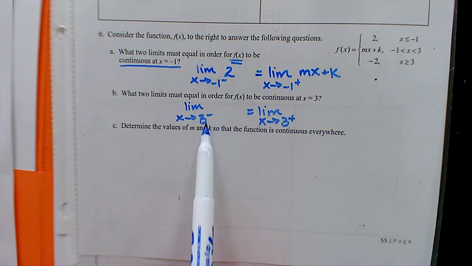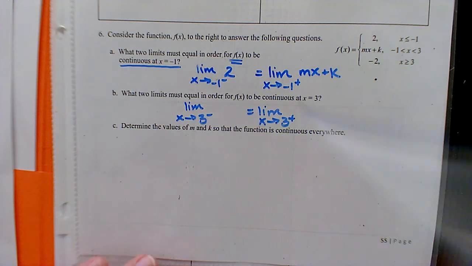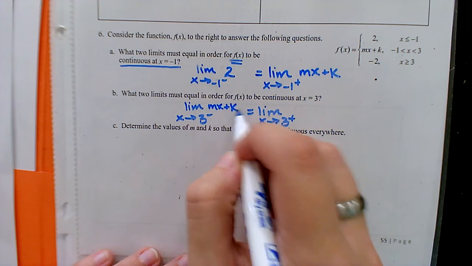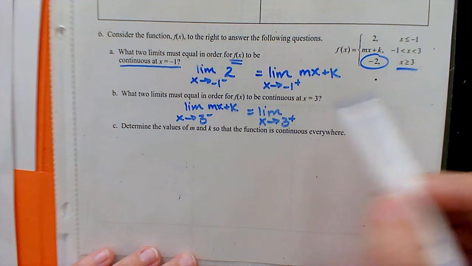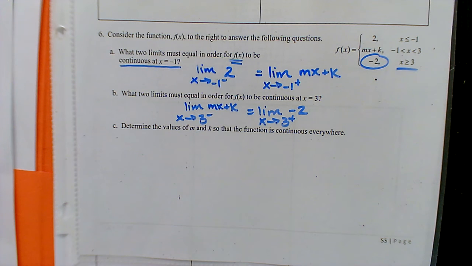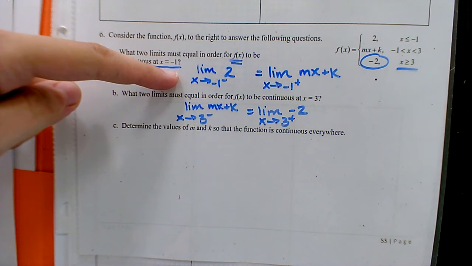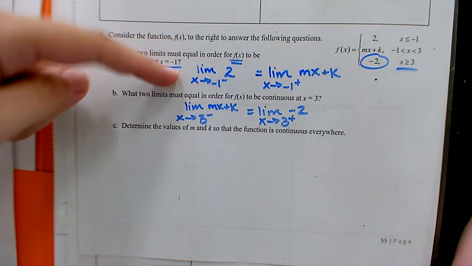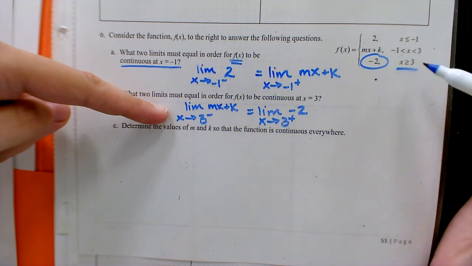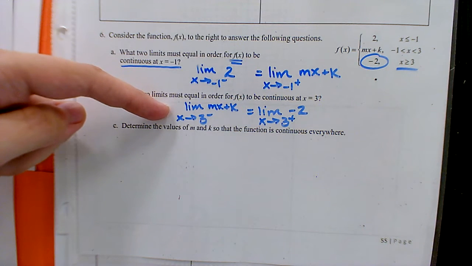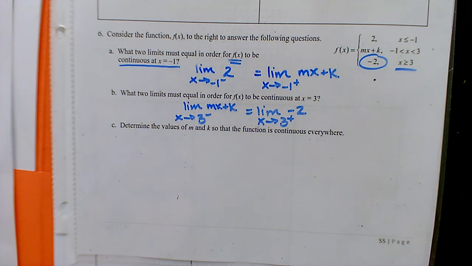So of the 3 equations, which one shows up to the left of 3? Kind of values just below 3. Good, Braden? The mx plus k, which means to the right of 3 looks like we have that -2 value. Are we okay with that setup? Okay, based off of the way the piecewise function looks? So if these limits must equal in order to be continuous at -1, and these limits must equal in order for us to be continuous at 3, okay, let's try to answer this question.